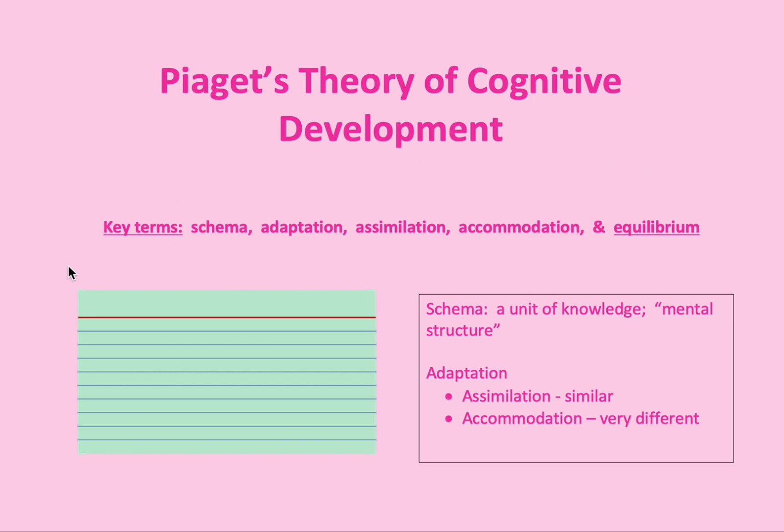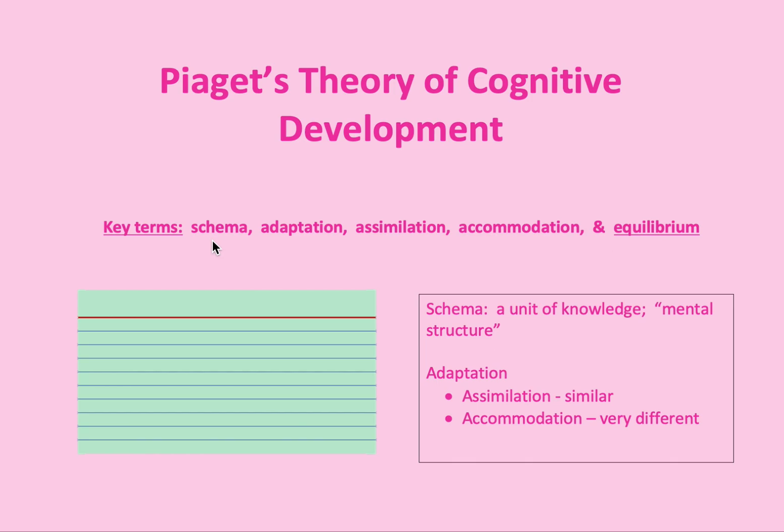I just want to focus on these key terms. So I have 5 of them here: schema, adaptation, assimilation, accommodation, and equilibrium. It's really important to understand that these terms are associated with his theory. I think understanding these will help you understand the 4 stages. Okay, so the first term that we're dealing with is schema.